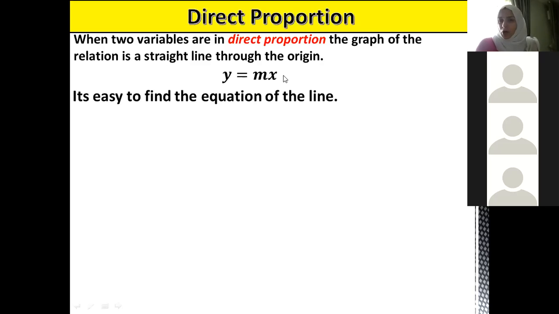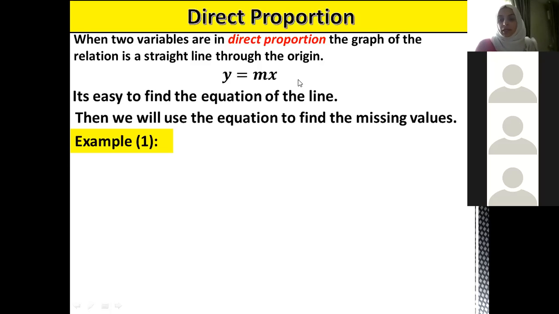So should I put c here? Is there any need for me to come here and write plus c? No, there is no need. Why? Because it passes through the origin, so the y-intercept is 0. Okay? So in direct proportion, it always takes the general formula of y equals mx, a number multiplied by x. This is the general formula for direct proportion.